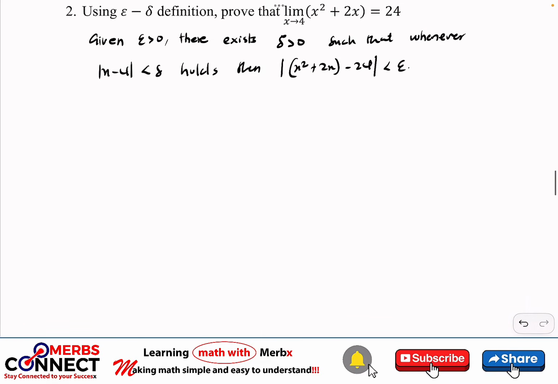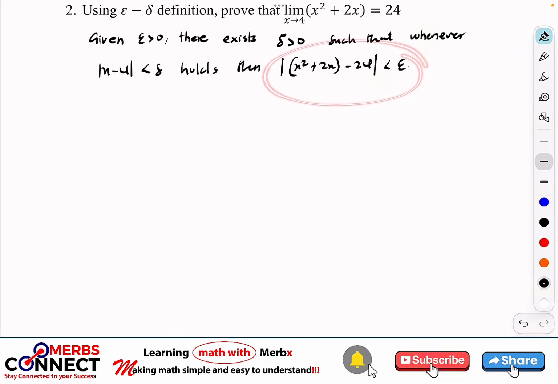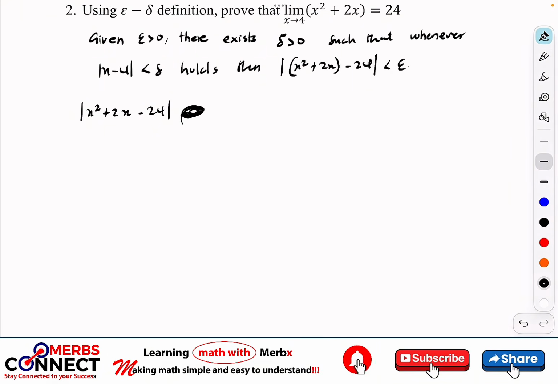Then we start from this to prove that, okay, indeed it is less than epsilon. So this is absolute of x squared plus 2x minus 24 less than, okay, we are just starting from this. So this is what we have, but here we can do some small factorization, because we know that x squared plus 2x minus 24 is the same as x minus 4, x plus 6.